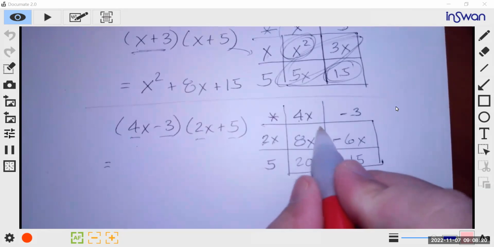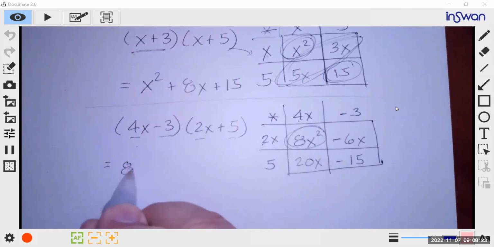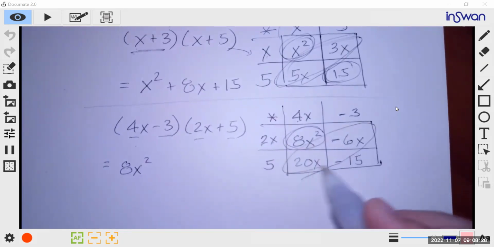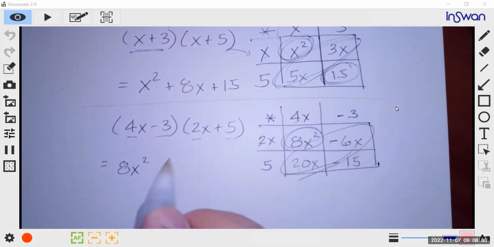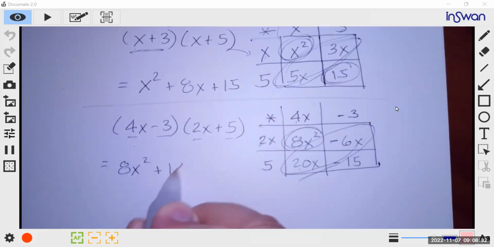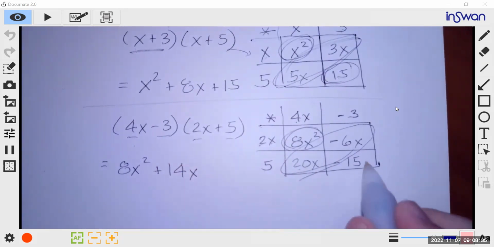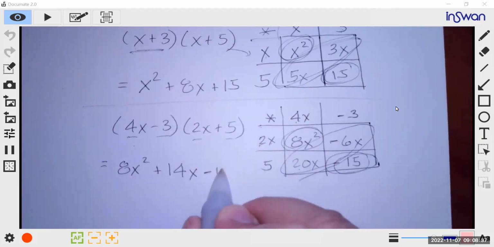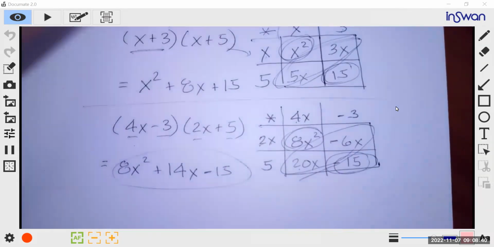So let's combine. So how many x squares do we have? We just have those 8. Here are the x's. We have 20 minus 6 is positive 14. Then the negative 15. There's your answer. The rectangular method is a lot cleaner because it's all there in the boxes. You just have to combine them and put the answer. The other methods, you're writing all over the place.